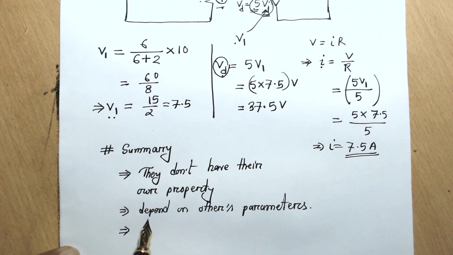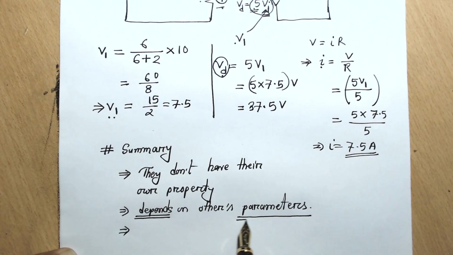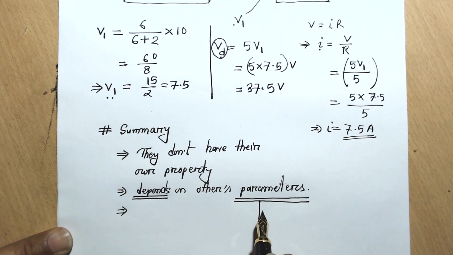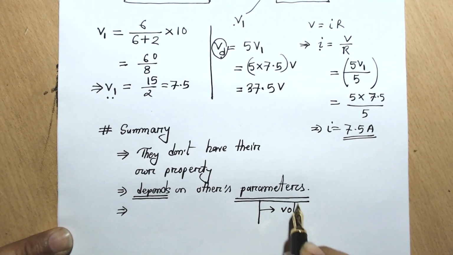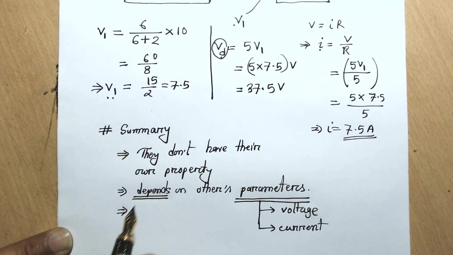And since we have mentioned the word depend, and I have told you that it depends on other parameters, now we have to understand what these other parameters are. By the word parameters, I actually mean two things. One is voltage, another is current. That means it will actually depend on others' voltage or others' current.